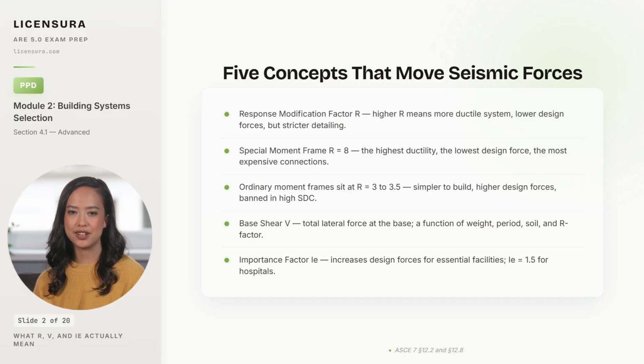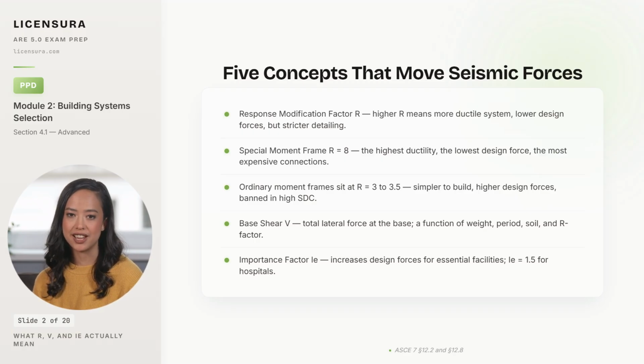Base shear, V, is the total lateral force at the building base, computed from building weight, fundamental period, soil class, and R. The importance factor, Ie, multiplies the design force when the occupancy demands it. A regular office is Ie equals 1.0. An essential hospital is Ie equals 1.5. That 50% increase is what protects the building owner from a code-compliant building that still cannot operate after the quake.